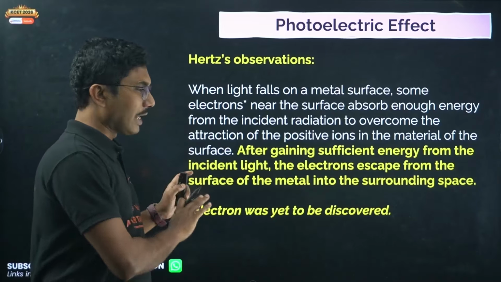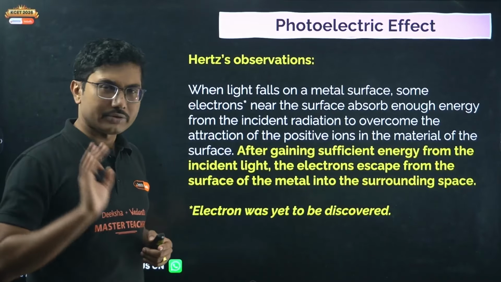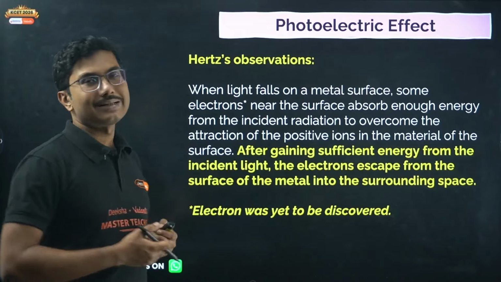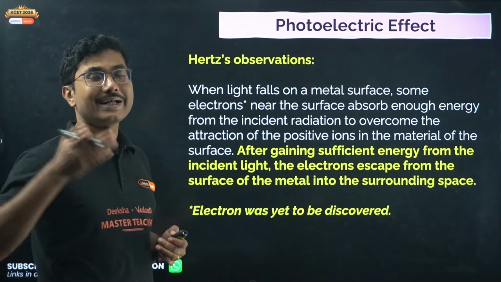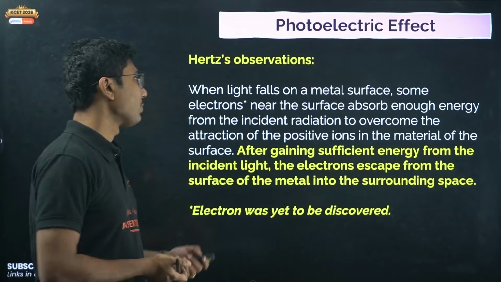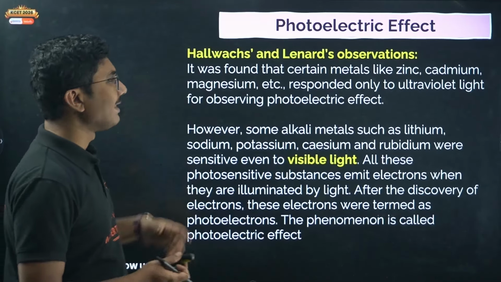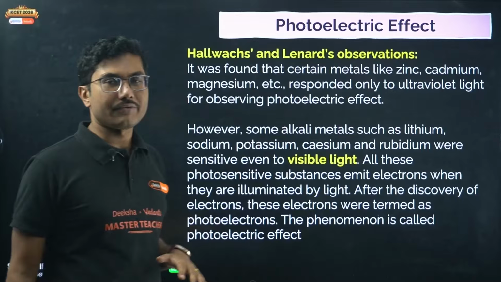Now, at that point in time, electrons were not known, only negative particles were known. And what are those negative particles? Later on, J.J. Thomson discovered them, and he named them electrons. Next, Hallwachs and Lenard's observation. Hallwachs and Lenard's observation happened after the discovery of the electron.